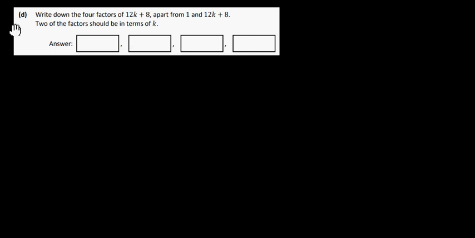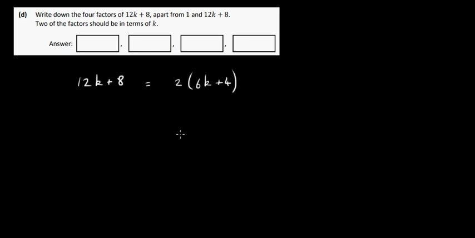Okay, so let's have a look at D then. So we have write down the 4 factors of 12k plus 8 apart from 1 and itself. So apart from 1 and 12k plus 8, we've got to write down other factors of 12k plus 8. Well, if you take 12k plus 8, see if you can factorize it. 12k plus 8, how can I write that another way? Well, let's look for common factors between 12k and 8. Well, one factor would be 2, so we could do this kind of thing here, 6k plus 4.